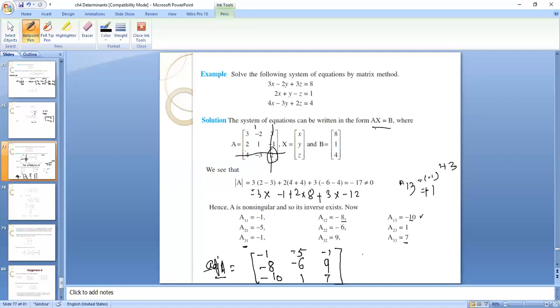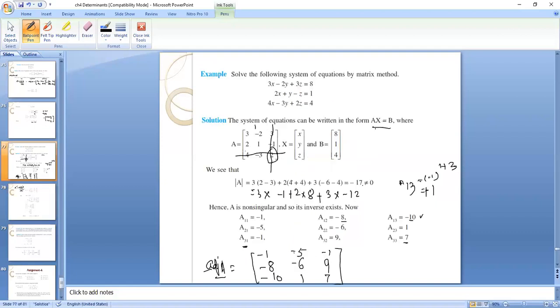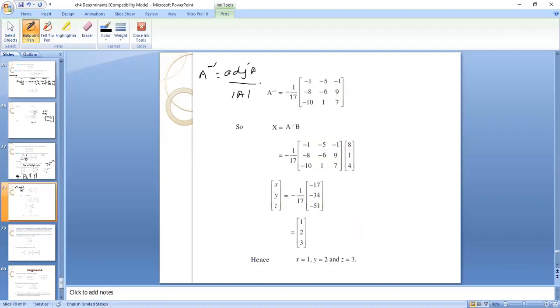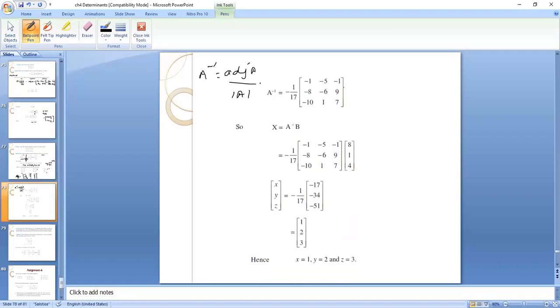A inverse will be adjoint A upon A determinant. So A inverse is equal to, A determinant is minus 17, so it is minus 1 upon 17. Adjoint A, you have written the value which we have calculated. Minus 1, minus 5, minus 1, minus 8, minus 6, 9, minus 10, 1, 7. So this is your A inverse.